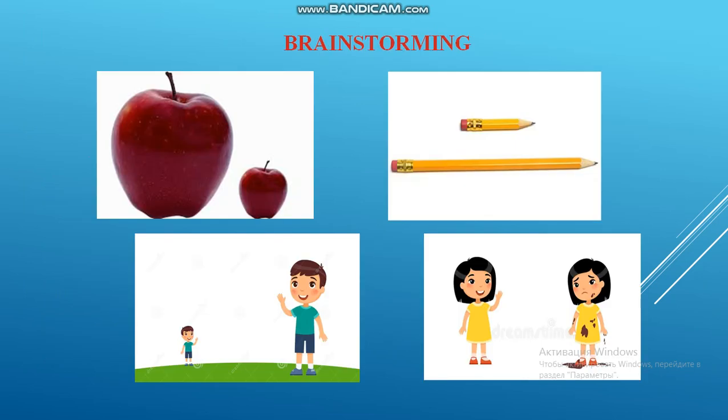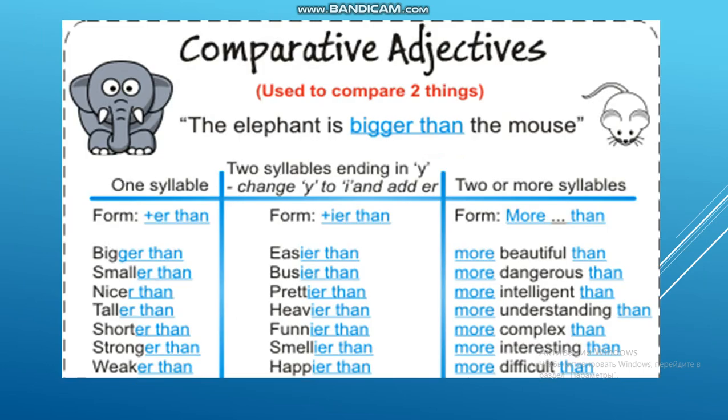In brainstorming, I showed these pictures to predict the topic of the lesson. Learners identified the topic and named pictures. For example, big apple, small apple. Or this apple is bigger than that apple. Then I explained the new theme.